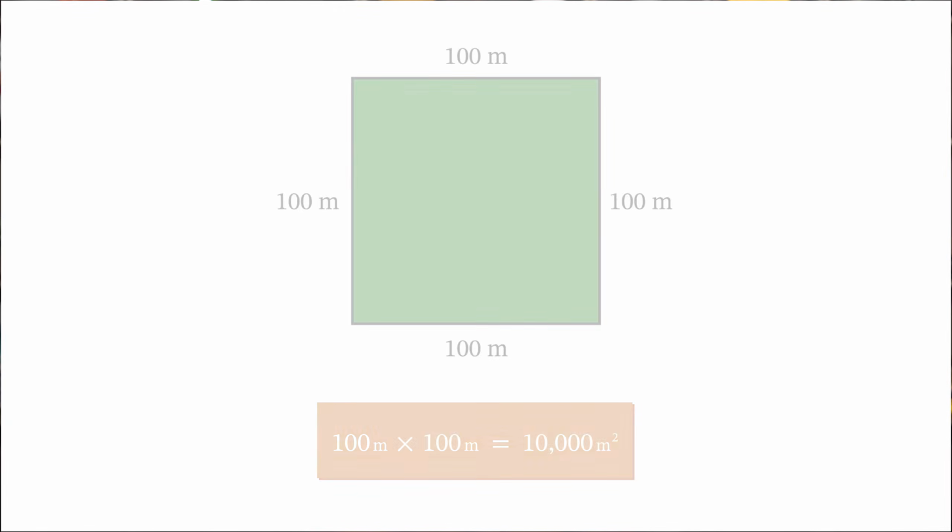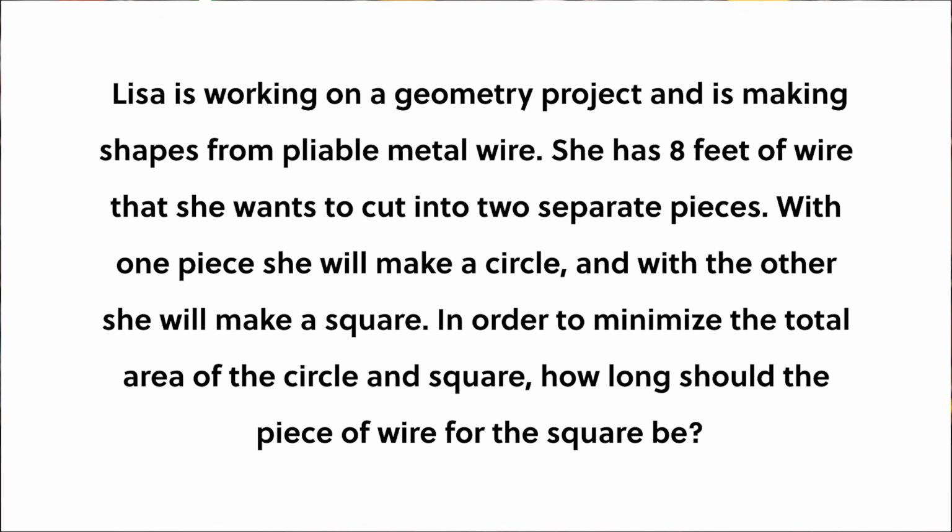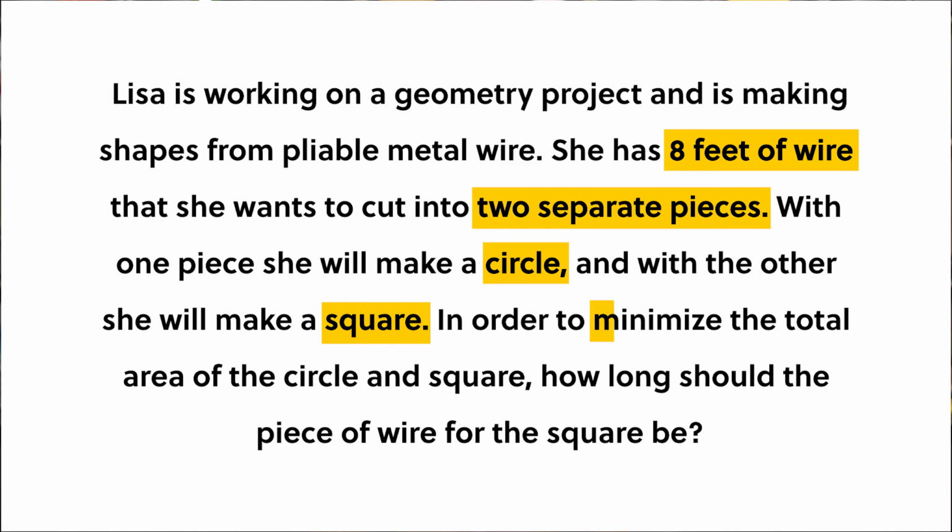Let's work through another example. Lisa is working on a geometry project and is making shapes from pliable metal wire. She has 8 feet of wire that she wants to cut into 2 separate pieces. With one piece, she will make a circle, and with the other, she will make a square. In order to minimize the total area of the circle and square, how long should the piece of wire for the square be?